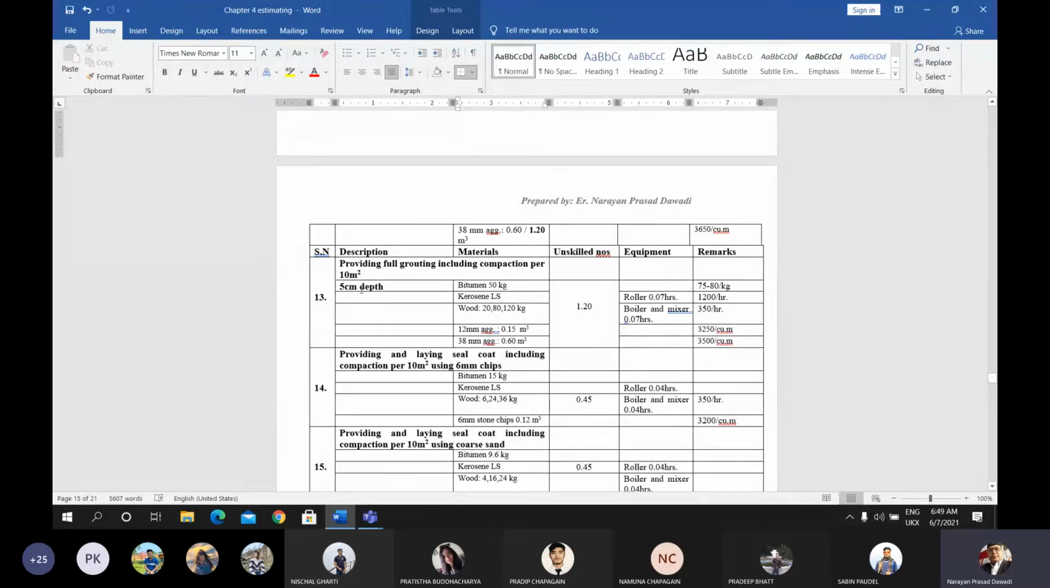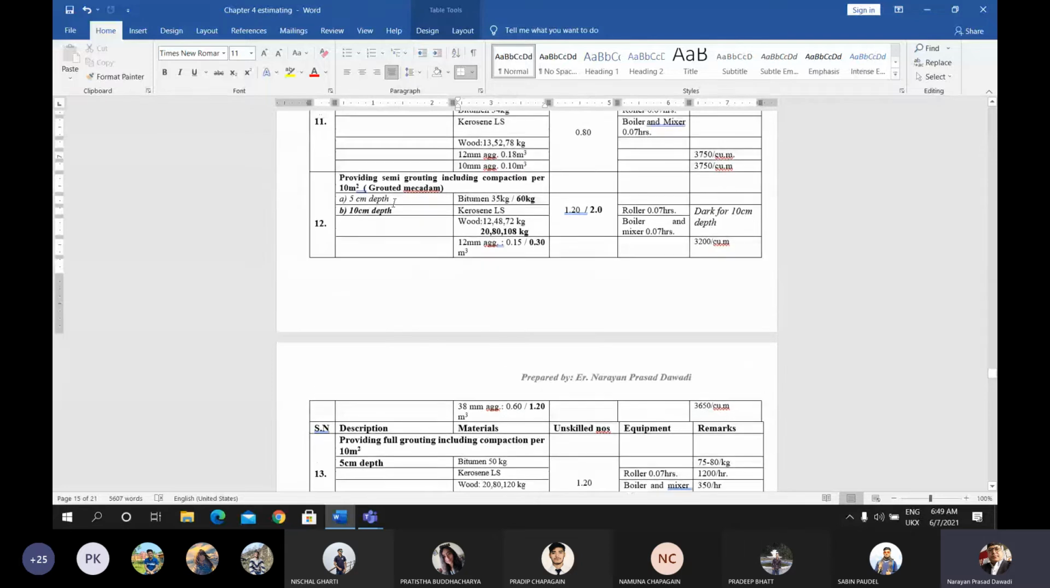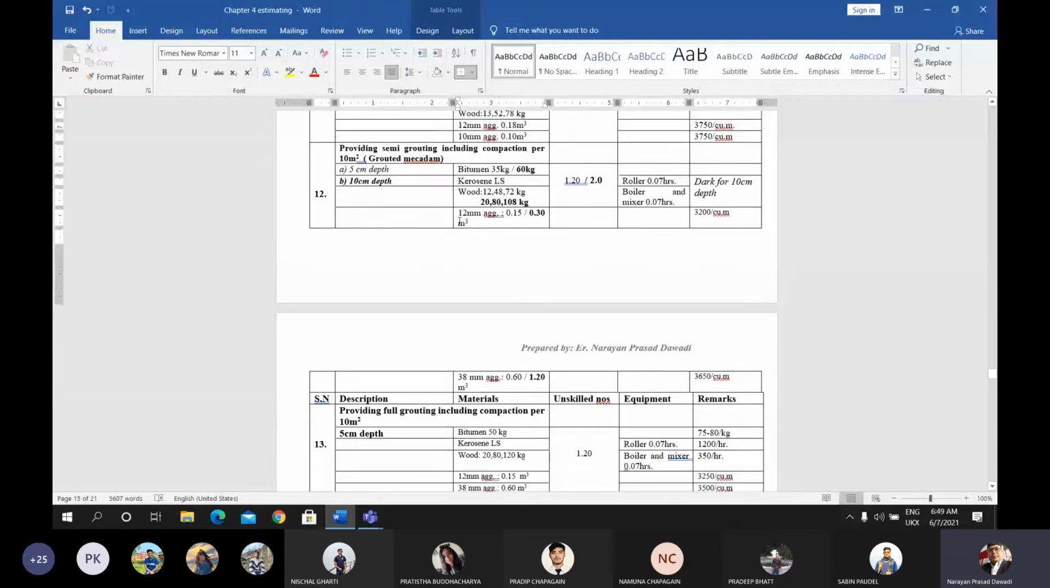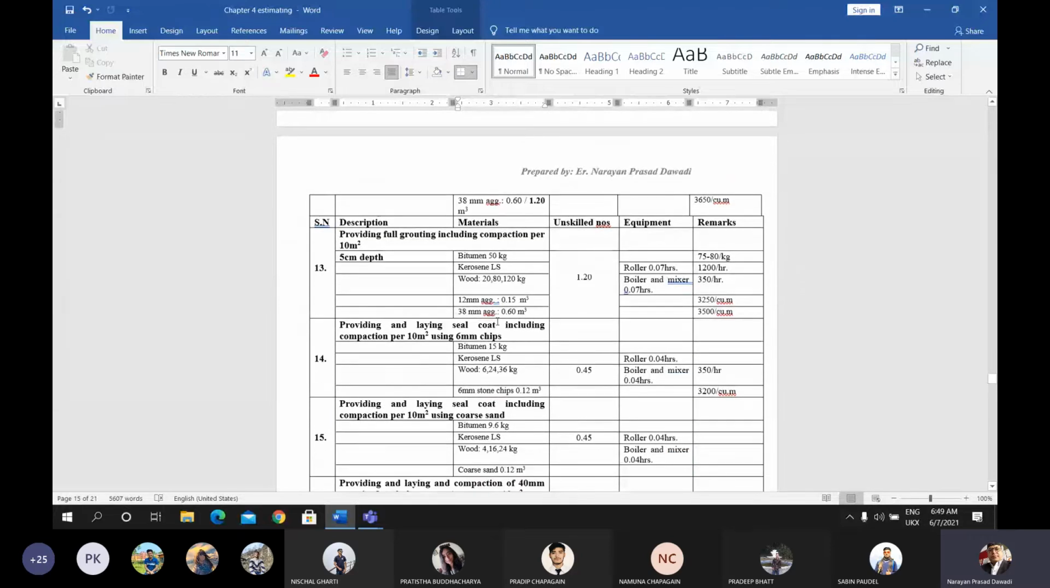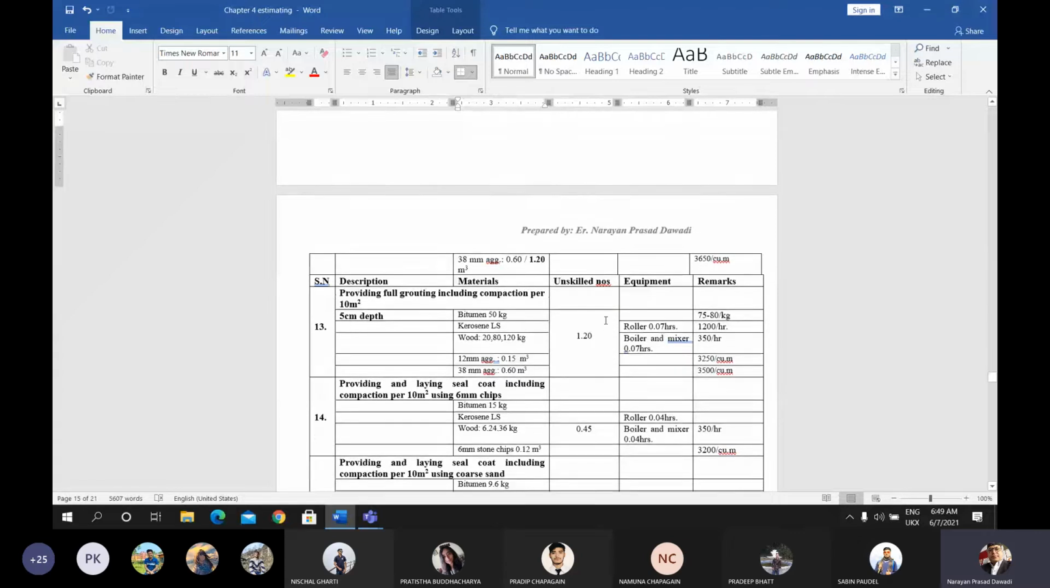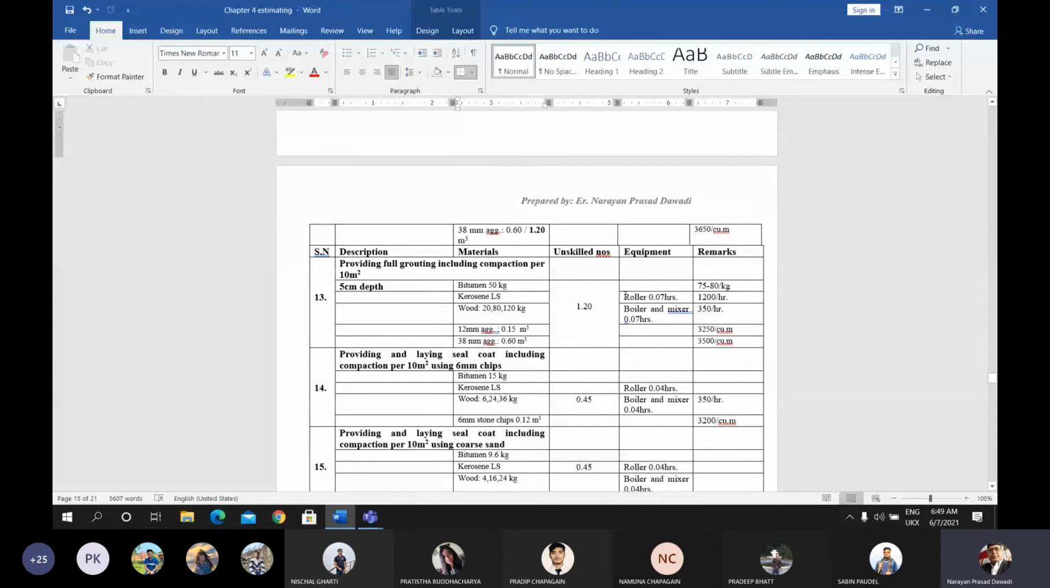So the material required for 5 centimeter full grouting will be bitumen 50 kg, kerosene lump sum, and wood required is 20, 80 and 120 kg. 12 mm aggregate 0.15 meter cube and 38 mm aggregate 0.60 meter cube. For the semi-grouting, the size of the aggregate is only 12 mm. For the full grouting, the sizes of the aggregate are 38 mm and 12 mm. Now, total quantities are these, and the unskilled manpower is 1.20 number, the roller is 0.07 hour, and boiler and mixer 0.07 hour.